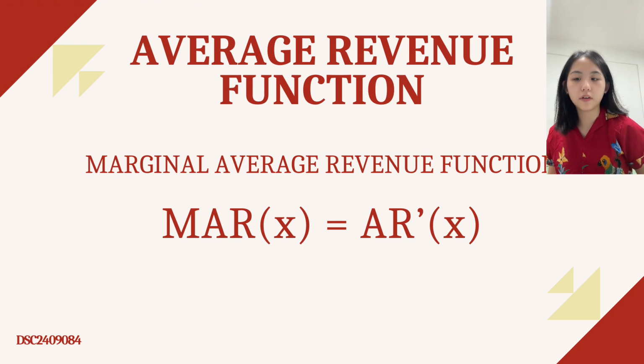The next one is the marginal average revenue, or MAR, function. It shows how the average revenue changes as more units are sold, and the formula is MAR of x equals the derivative of AR of x. The average revenue function shows the revenue per unit for x units, and its derivative indicates how average revenue shifts with each additional unit sold.